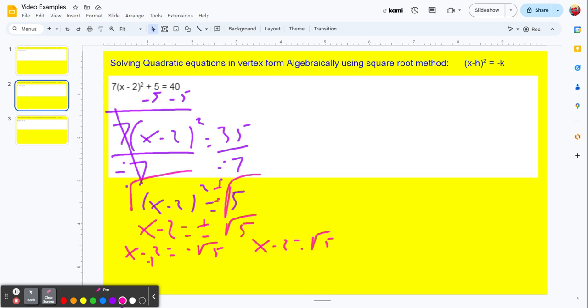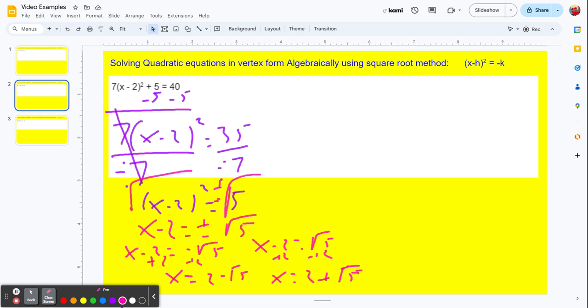Now we add 2 to both sides. Be careful, you can't combine the number with the square root number. You've got to keep them separate, right? So you get x equals 2 minus the square root of 5. Other one, same thing, plus 2 plus 2. We get x equals 2 plus the square root of 5. Those are the exact solutions.